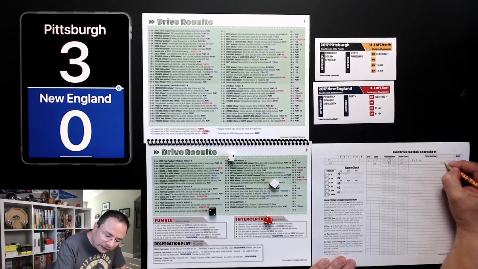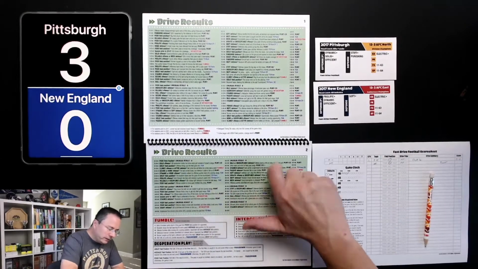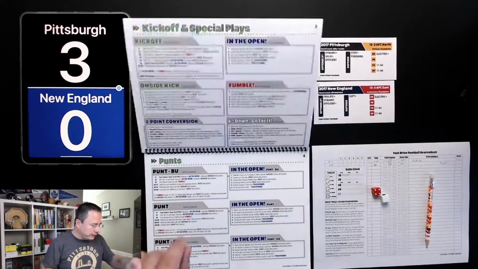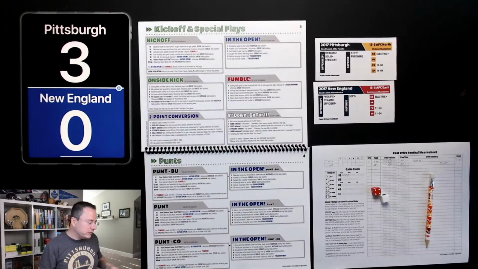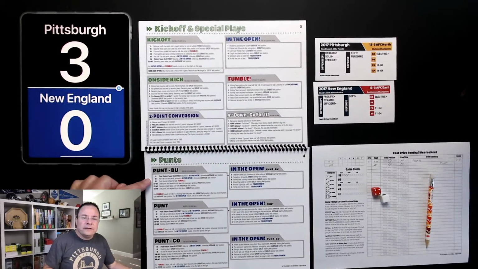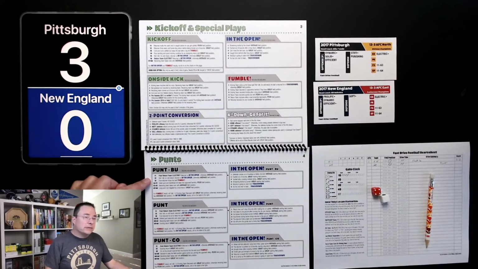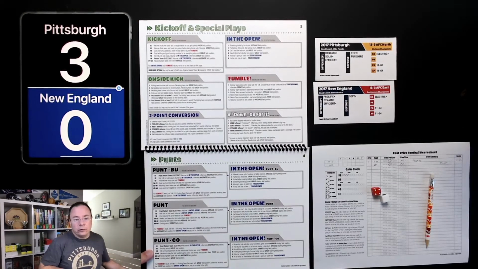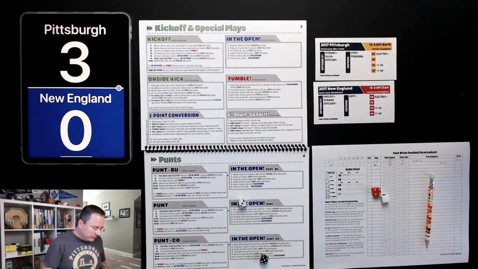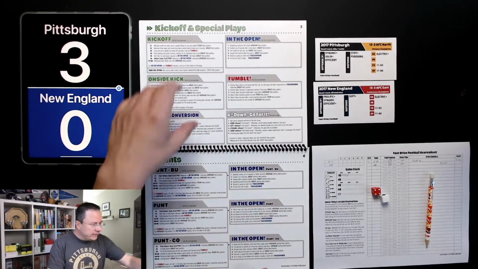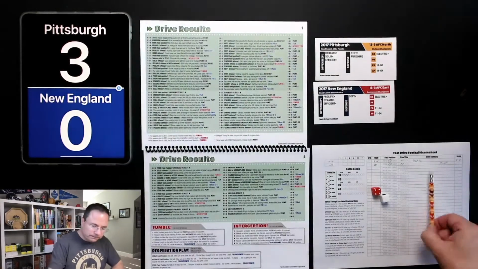So New England is going to have to punt. It's just a regular punt. That's 2 dice. We're going to roll on the regular punt table. And I'm saying regular punt because there's also punts where the defense is backed up, say, behind their 20-yard line, or they have an opportunity for a coffin corner punt to pin the opponent deep. Regular punt 53. The receiving team takes over with average field position.